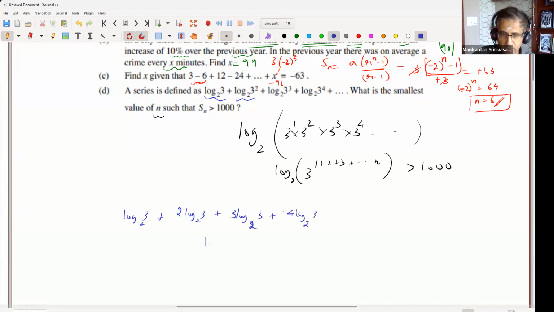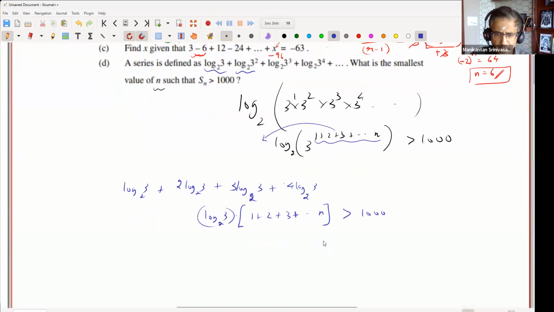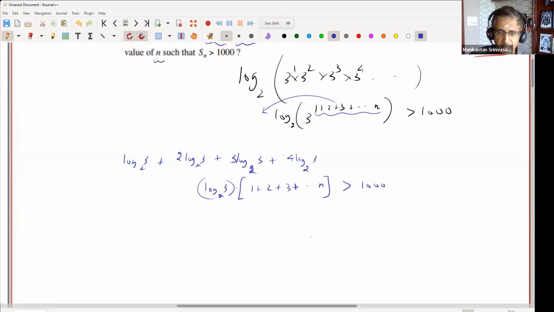So this is log 3 to the base 2 times 1 plus 2 plus 3 so on till n. I can bring 1 plus 2 plus 3 so on to this side also. It's essentially the same thing. So this must exceed 1000. Now, you're allowed a calculator, but in case you're not, I mean, you cannot not be allowed. You should be allowed for this.